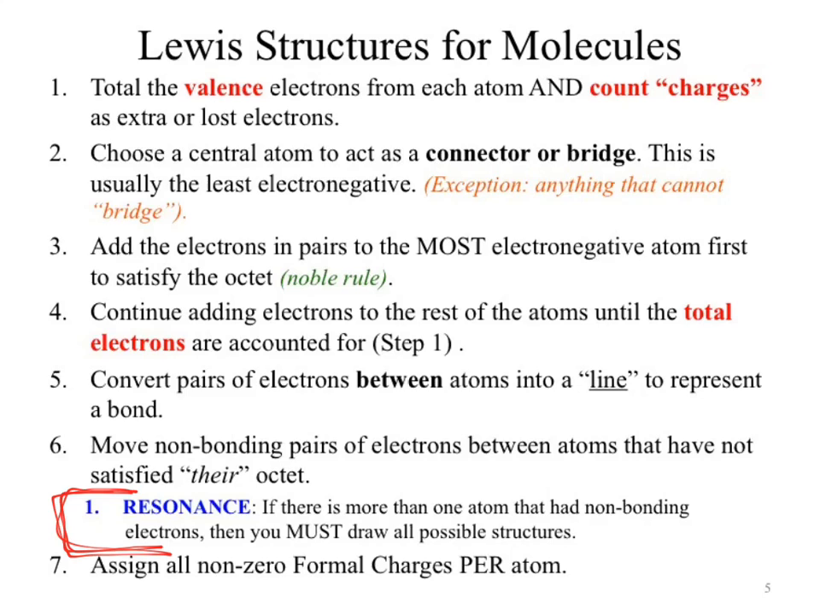The last rule, we're going to tweak that a little bit because apparently we aren't going to do per atom. We're going to do per molecule. How do we specify the charge on our molecule? How do you specify the charge on, let's say, ammonium?